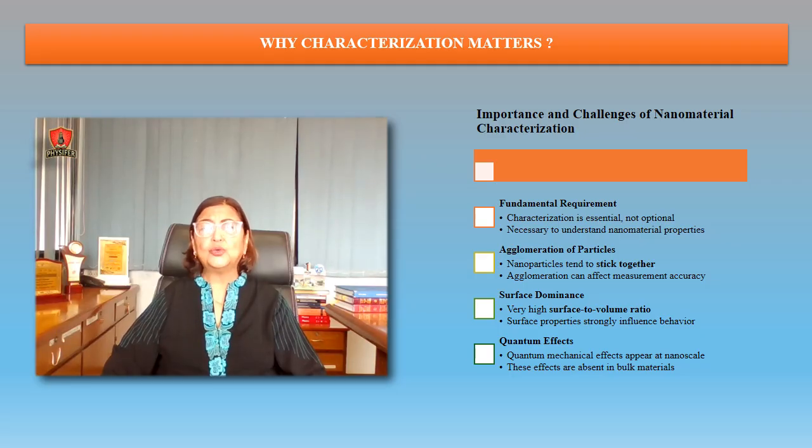There are also unique challenges at the nanoscale. Particles tend to agglomerate, meaning they stick together, which affects measurements. Surface also plays a dominant role because the surface to volume ratio is enormous. And quantum mechanical effects start to appear that simply don't exist in bulk materials.